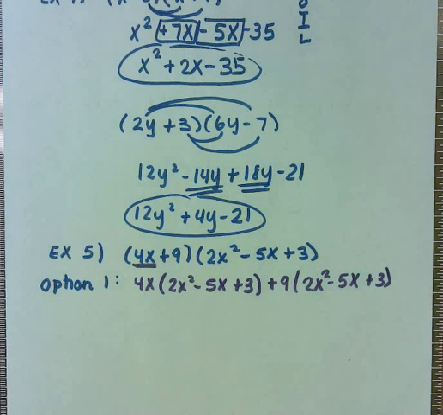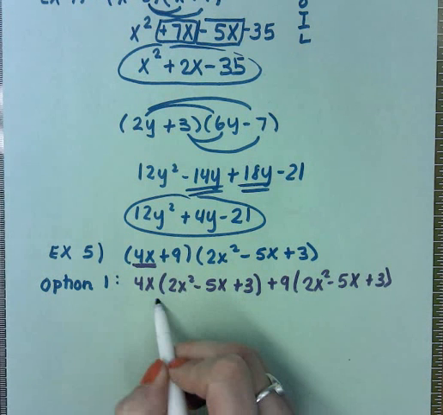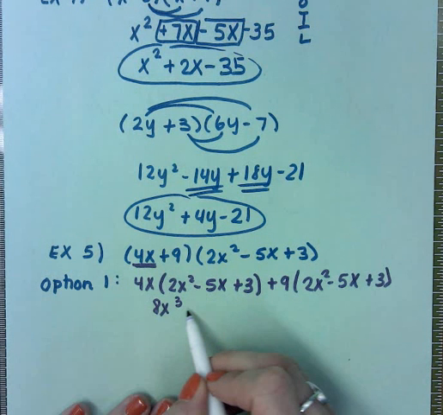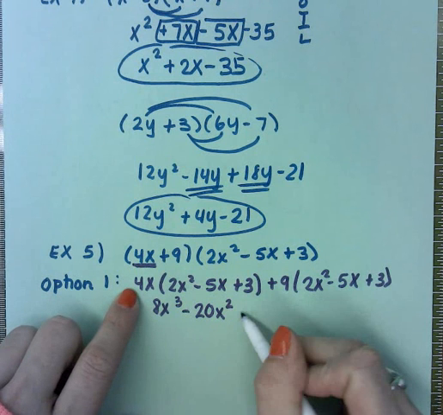So 4x times 2x squared gets you 8x cubed. 4x times negative 5x gets you negative 20x squared. 4x times 3 gets you 12x. 9 times 2x squared gets you 18x squared. 9 times negative 5x is negative 45x, and 9 times 3 is 27.